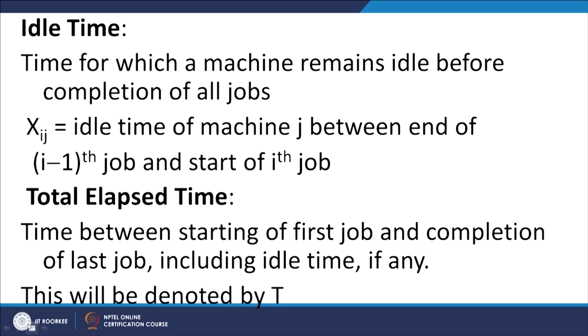Then comes the total elapsed time. Total elapsed time is defined as the time between starting of the first job and completion of the last job, including the idle time if any, and as you can very well understand, the entire thing will be denoted by T, capital T.